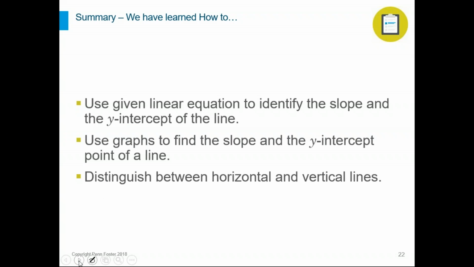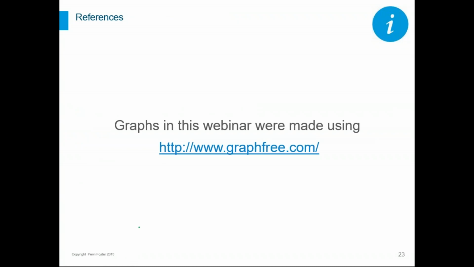We did go through lots of concepts regarding the slope-intercept form. We learned how to calculate the slope. We learned how to identify the slope and the y-intercept right from the equation if the equation is given in that form. We associated graphs with equations and equations with graphs. We went through special kinds of lines, horizontal and vertical. I need to say that I made those graphs using this website. It's an open source graphing calculator.